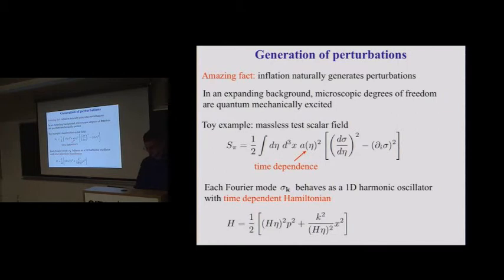This is the action that you're representing? That's right. So the first line is the action. That action is quadratic. So each k mode of the field obeys an independent equation of motion. And the last line is a Hamiltonian for that single degree of freedom.